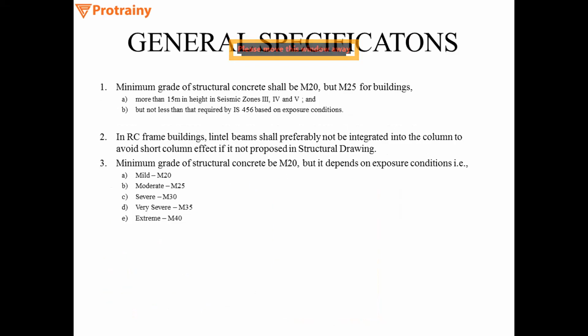So there are general specifications. I have taken a few specifications because more would increase the slide size, or would require more time. First, the minimum grade of structural concrete to be taken into account is M20, but M25 for buildings having more than 15 meters in height in zones 3, 4, and 5, and it should not be less than the required grade of concrete as per the exposure condition mentioned in IS 456.